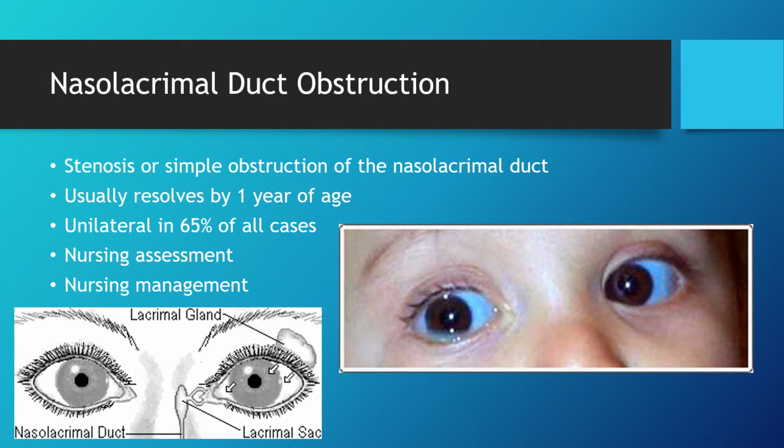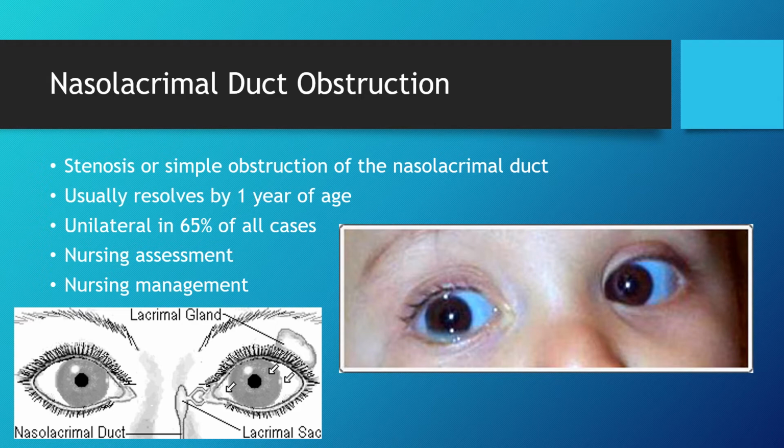Nasolacrimal duct obstruction is a common disorder of infancy. It does occur in about 6 to 20% of infants. Stenosis or simple obstruction of that duct usually resolves by about 1 year of age, and it usually is unilateral in 65% of the cases. I don't know that I've ever seen this in both eyes. It always typically sticks to just one eye or the other.